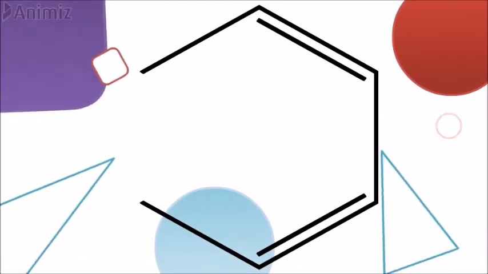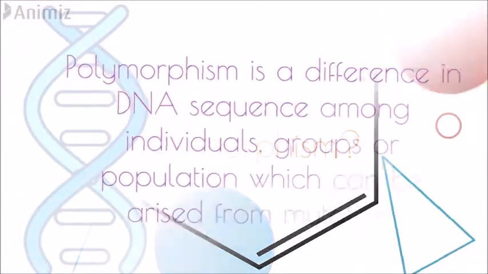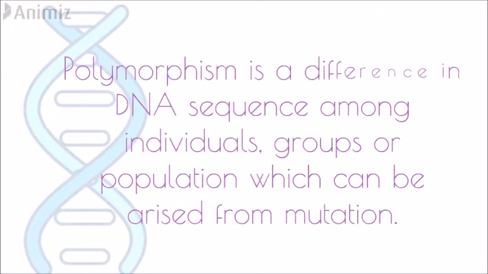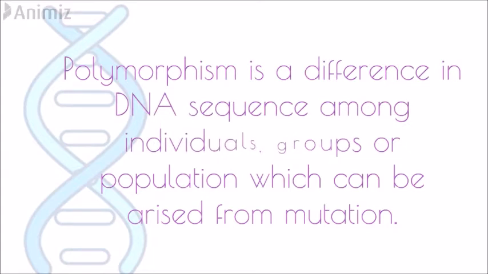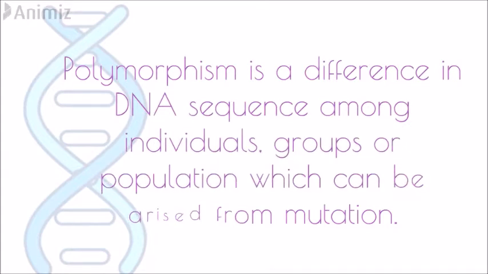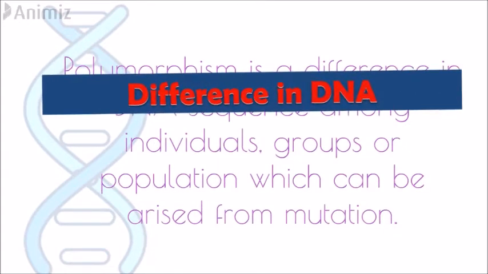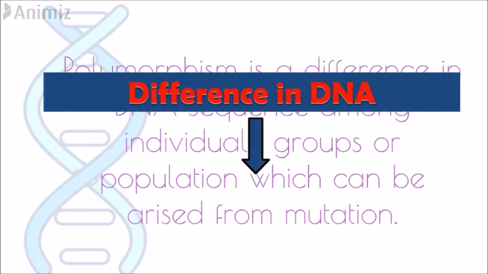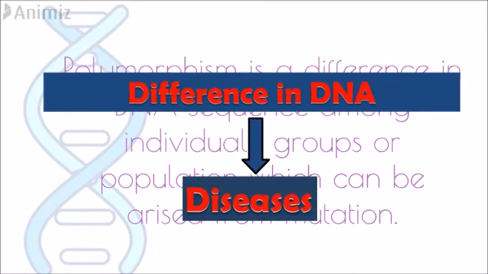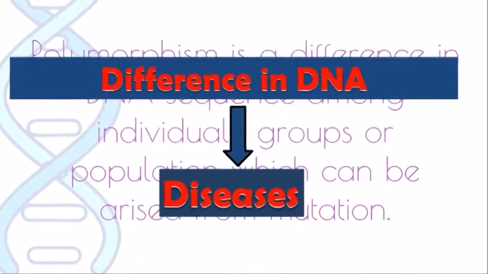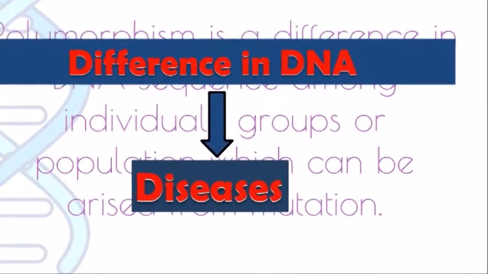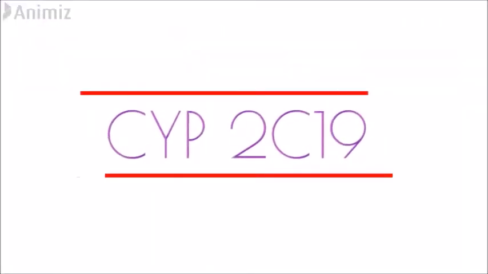The question is, what is polymorphism? Polymorphism is a difference in DNA sequence among individuals, groups, or populations, which can arise from mutation. While these differences in DNA have been associated with diseases. Today, I'm going to focus on one of the polymorphisms that occur in cytochrome 2C19.